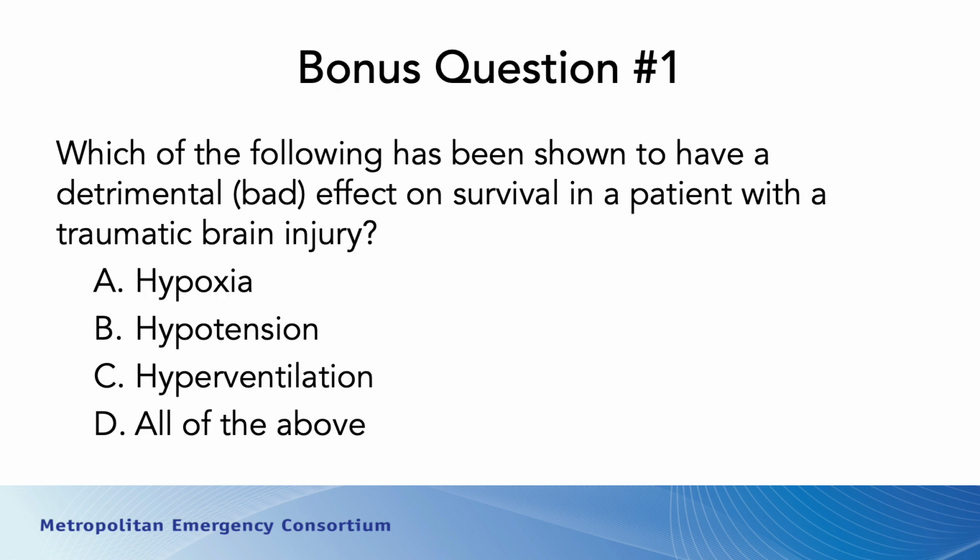Okay, moving on to the bonus questions. We always have bonus questions just for the fun of it. So, which of the following has been shown to have a detrimental or bad effect on survival in a patient with a traumatic brain injury or TBI? Hypoxia, hypotension, hyperventilation, or all of the above?